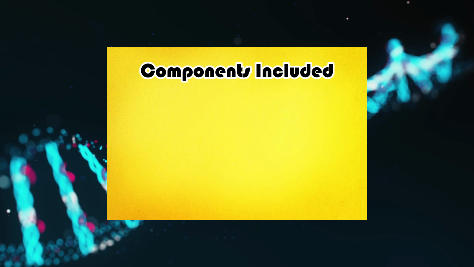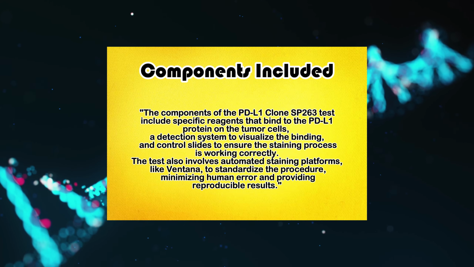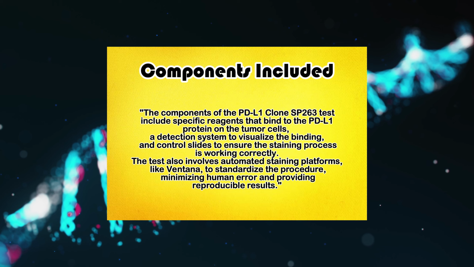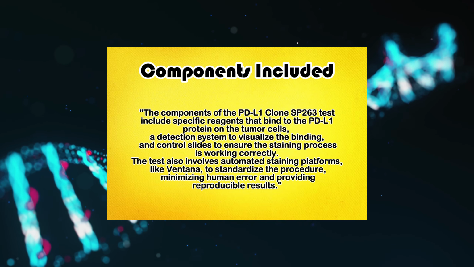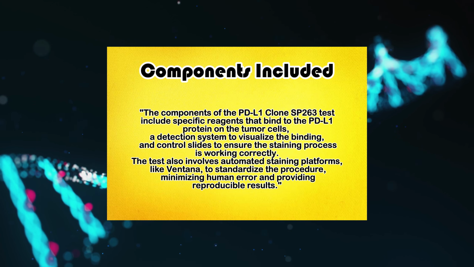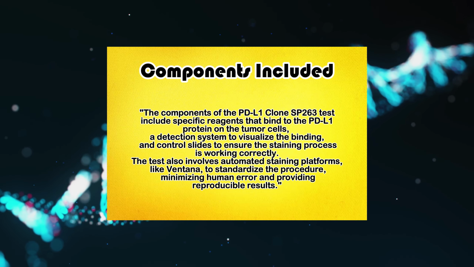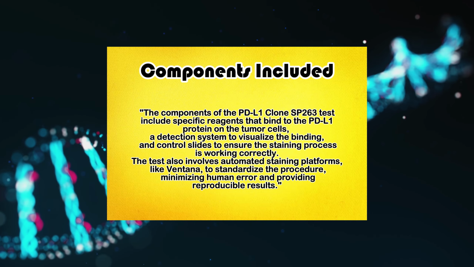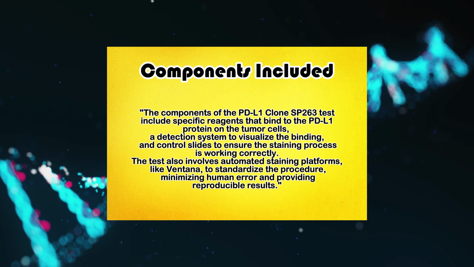Components. The components of the PD-L1 clone SP263 test include specific reagents that bind to the PD-L1 protein on the tumor cells, a detection system to visualize the binding, and control slides to ensure the staining process is working correctly. The test also involves automated staining platforms, like Ventana, to standardize the procedure, minimizing human error and providing reproducible results.